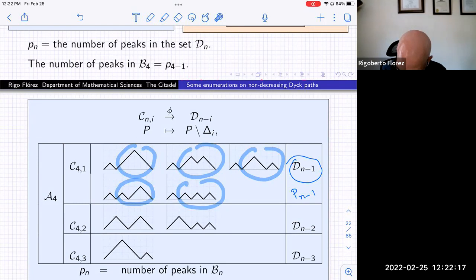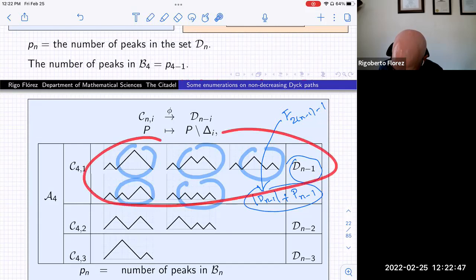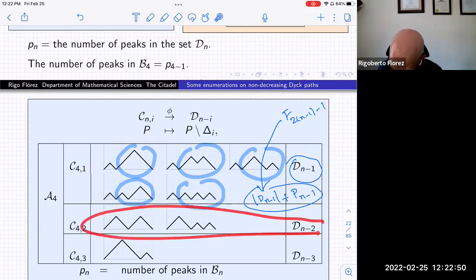But the total number of peaks in this set is actually equal to the number of paths in this part. So basically in this part, we have a plus the cardinality of Dn-1. But we know the cardinality of this because this is what? A Fibonacci number. We say this is Fibonacci number 2n minus 1 minus 1. So we have the total number of peaks here. We do the same for the total number of peaks here and the total number of peaks here.